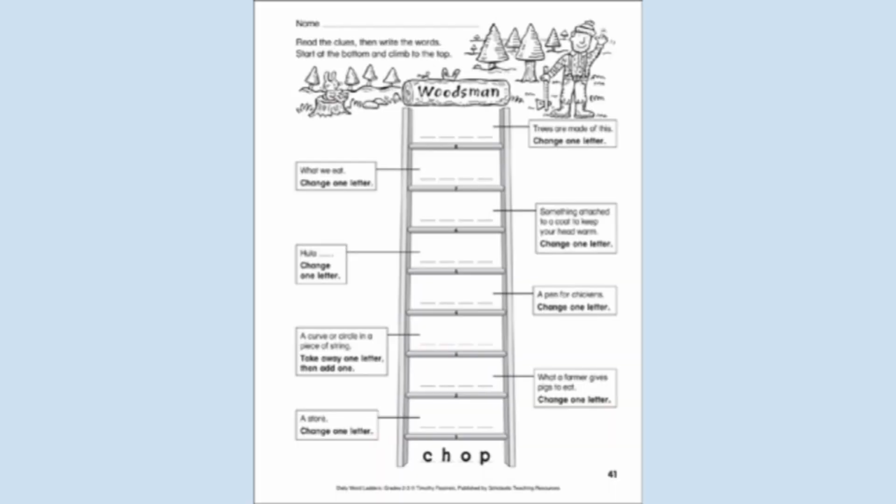Let's take a look at a grade 2 example of a word ladder where they're pulling more on their phonemic awareness, specifically on blends and digraphs. The first word is chop. The clue for the next word says a store. I think that might be shop. I just changed the ch to sh. The next clue says, what a farmer gives pigs to eat. Oh, I know. I think that's slop. I'm going to use the blend sl.